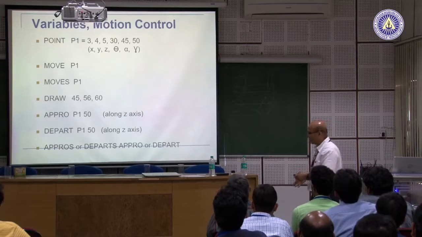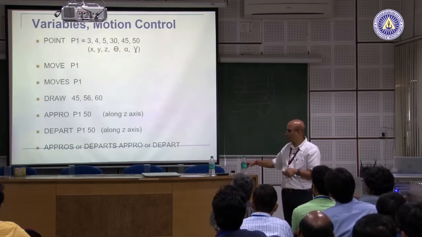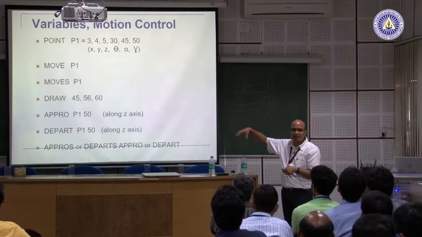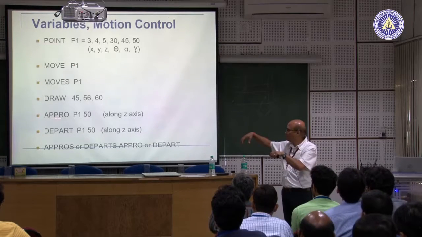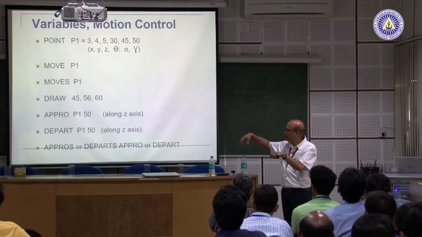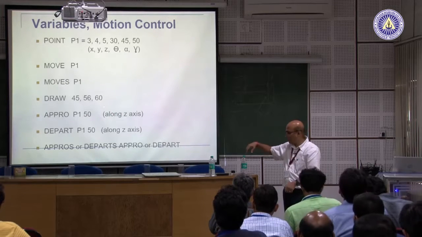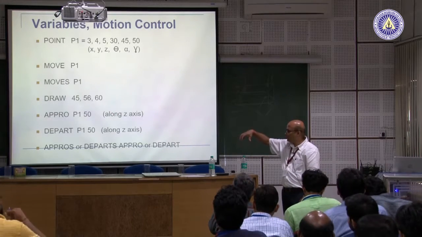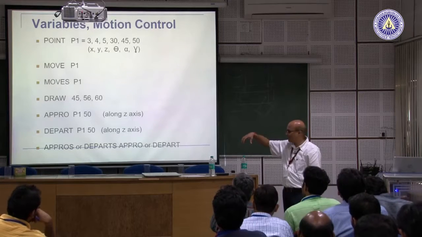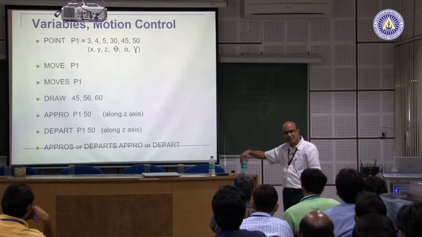So what is done is basically we don't go straight to the object, but we go on top of the object. And that is the command which is used, approach, or this is called approach p1 50. It basically means approach the point p1 and keep a distance of 50 along the z axis. So it will come on top of the object and keep a distance of 50. Then the next command can be moves, it goes down, then it catches.